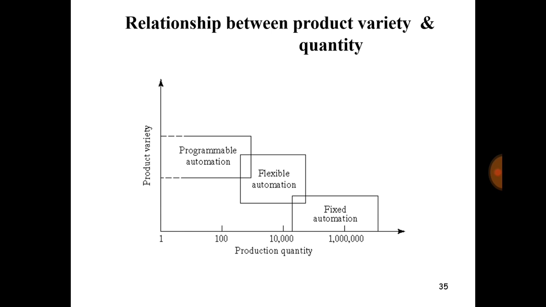So basically, fixed automation is used for mass production when there is very little or no variety in the product, whereas programmable automation is used for batch production when there is quite a variety in the product, and flexible automation is used for producing components in quantities around 10,000 where there is quite a variety of the product.